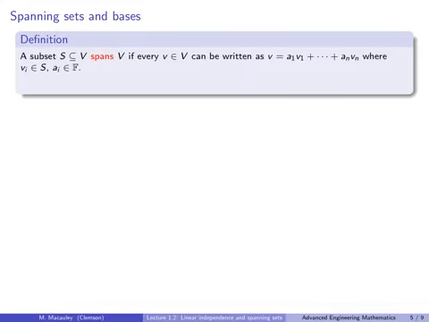Now we come to our second big definition of this lecture. A subset S of a vector space V spans the space if every vector in the space can be written as a linear combination of things in S. So think of the word span as meaning generate. Moreover, if S is also linearly independent, then we say it is a basis of V.